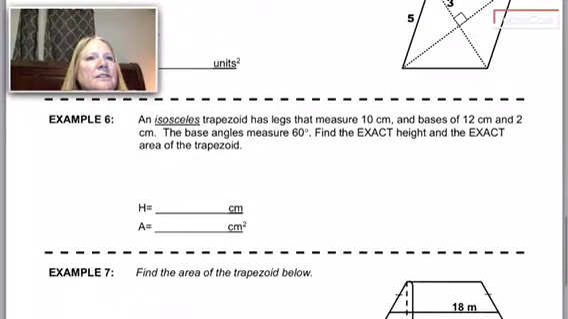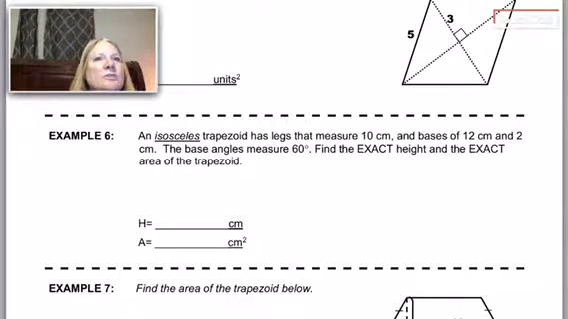Example 6. An isosceles trapezoid has legs that measure 10 centimeters and bases of 12 and 2. The base angles are 60. So we need a picture here. We have an isosceles trapezoid, which means the legs have the same length, bases of 12 and 2.